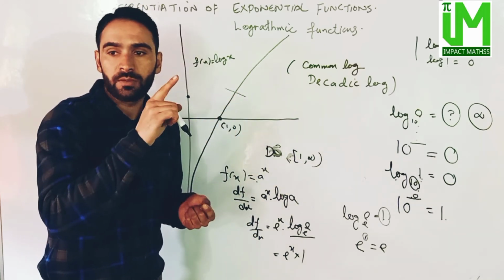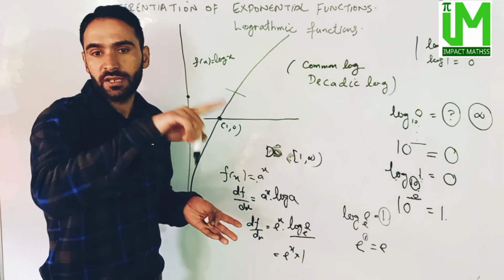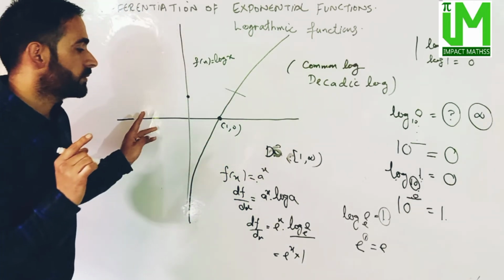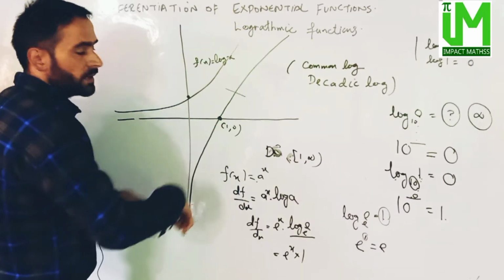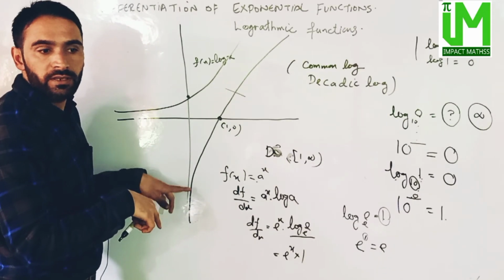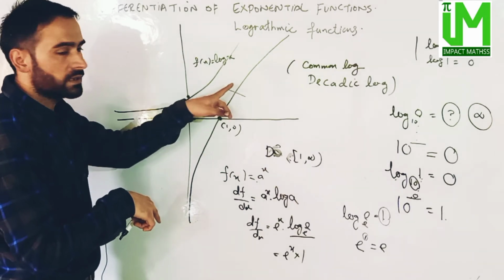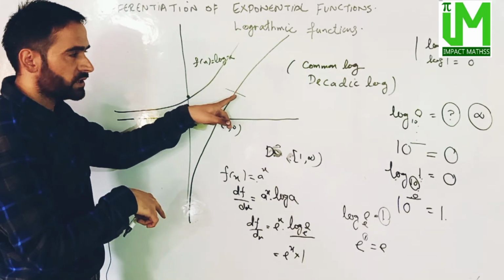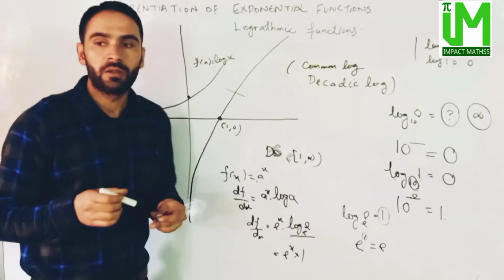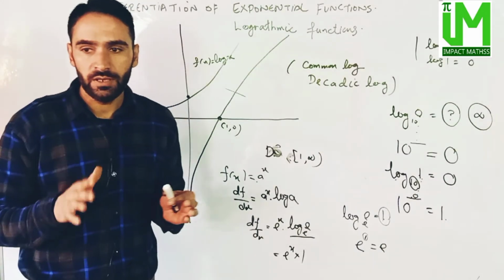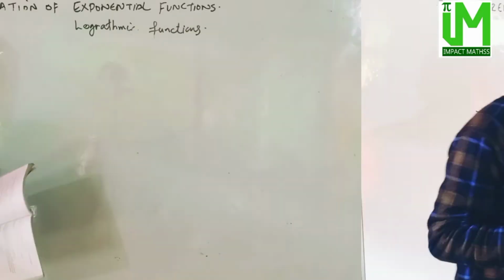It is an ever increasing graph. The graph of the exponential function was like this, and the graph of the logarithmic function is like this. So this was the basics of the exponential function and the logarithmic function. Understood? Okay.